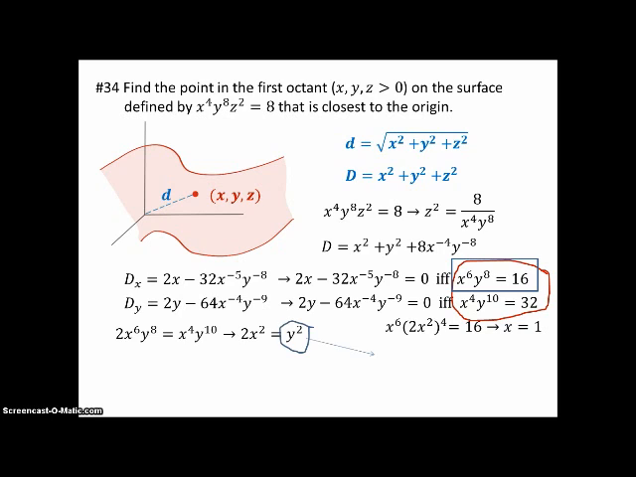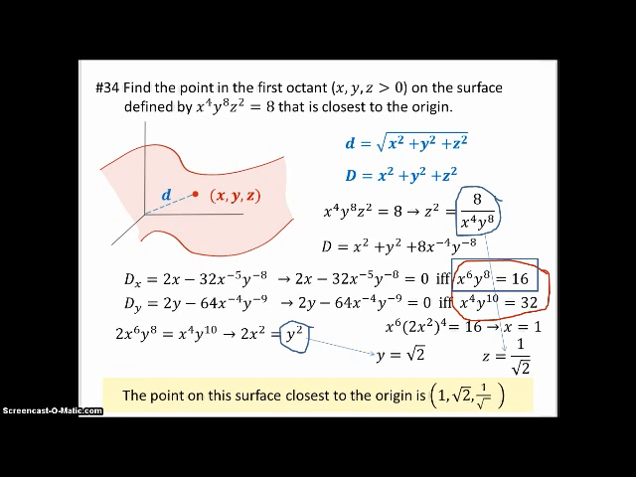And that means over here then that if x is 1, y squared is 2, and y then is the square root of 2. Remember, we're only in the first octant, so we're using the positive square root. Now we can substitute into this expression to solve for z squared. The z squared is a half, and so z is 1 over root 2. The point on this surface closest to the origin is 1 comma root 2 comma 1 over root 2.